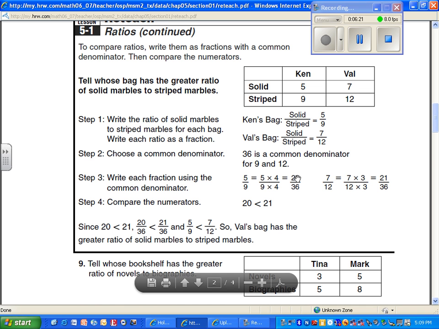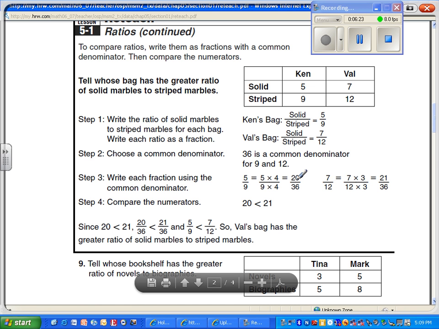All right, so we've got, tell whose bag has the greater ratio of solid marbles to striped marbles. We've got this table over here that says that Ken's got 5 solids and 9 stripes. Val has 7 solids and 12 stripes. So first thing we're going to do is write the ratio of solid marbles to striped marbles for each bag. Ken's bag has solid to striped 5 to 9. In Val's bag, solid to striped is 7 to 12.